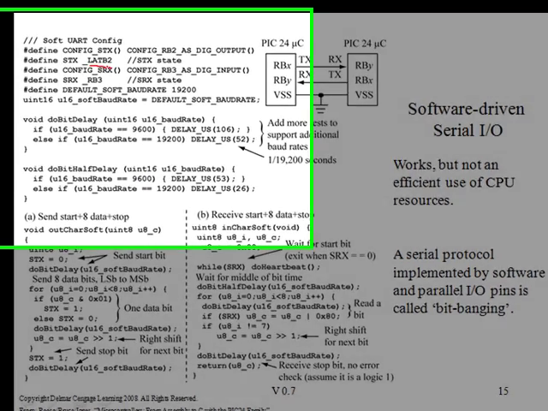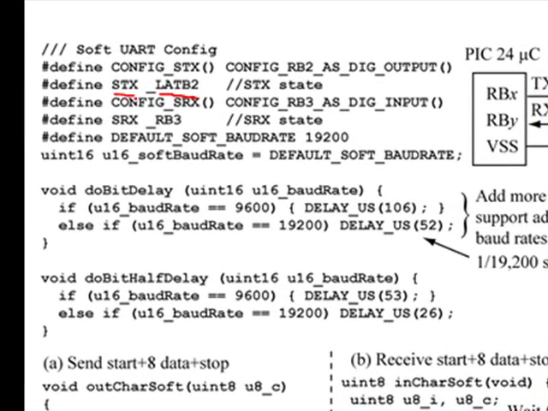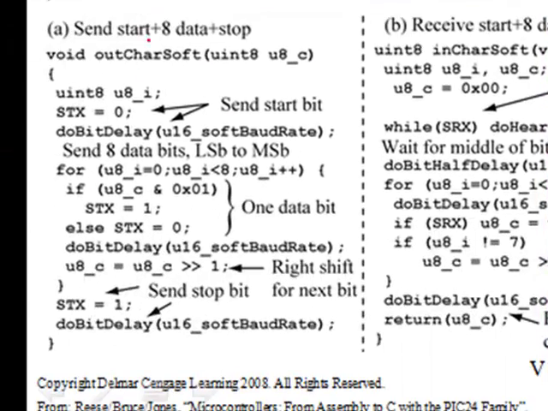This code uses LATB2 as the serial transmission line and RB3 as the receive line. We're going to use this macro STX to stand for LATB2. This subroutine here, outchar soft, is going to send 1 byte of data in asynchronous serial protocol format using 1 start bit, 8 data bits, and 1 stop bit.